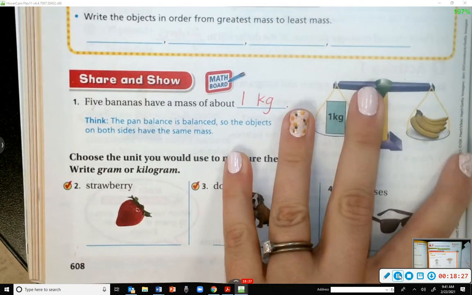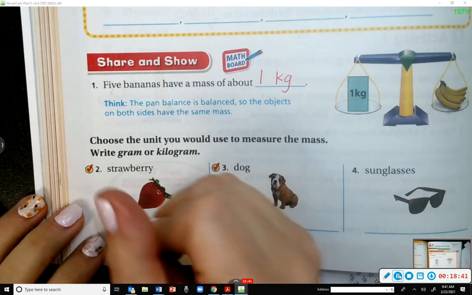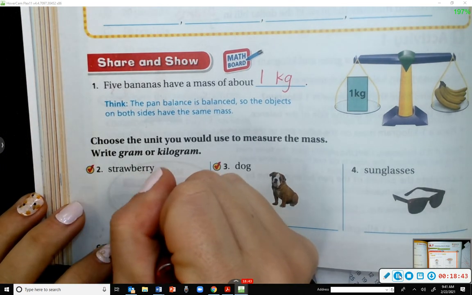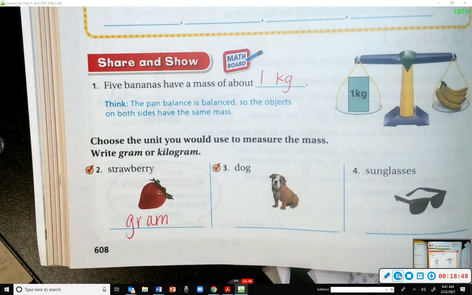Okay. Number 2, strawberry. Strawberry is an ounce. Gram or kilogram? It is an ounce, but now we're on metric. Okay. Gram. So you can kind of think of a gram and an ounce being about the same. Number 3, a dog. Kilogram. Kilogram, good. Remember, a kilogram is just 1,000 paper clips, so that's not too heavy, right? 1,000 paper clips.